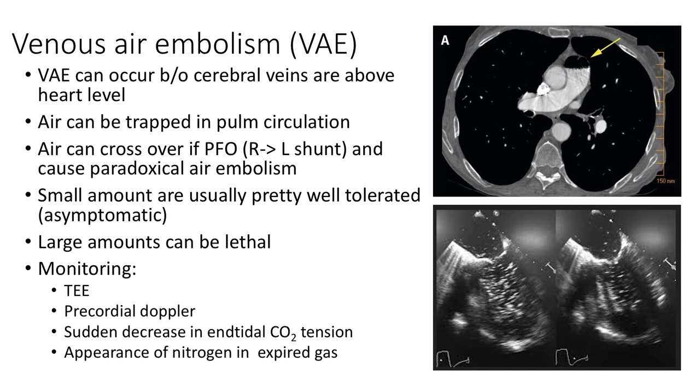The monitoring for venous air embolism, how do I know air gets into the heart? TEE probe, precordial Doppler, or a sudden decrease in end-tidal CO2 tension, with different monitoring techniques in the past, where we also could monitor nitrogen. If there was nitrogen showing up in the expired gas, you also knew that air has somehow entered your circulation.